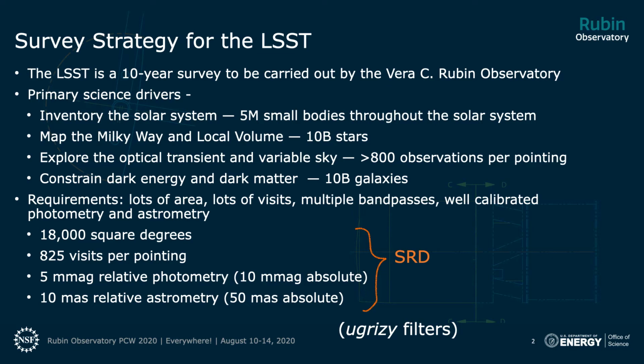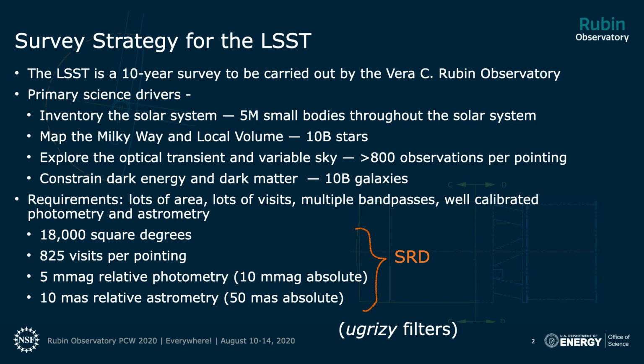In order to meet these requirements and satisfy these science drivers, we need lots of area, lots of visits, multiple bandpasses, and well-calibrated photometry and astrometry. The very basics for these are spelled out in the LSST Science Requirements Document, the SRD. These basic requirements are to survey 18,000 square degrees with 825 visits per pointing over that 18,000 square degrees.